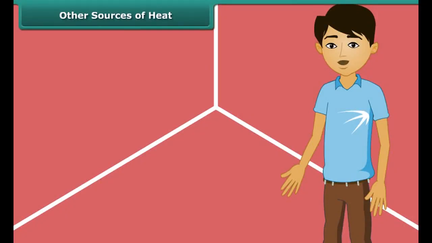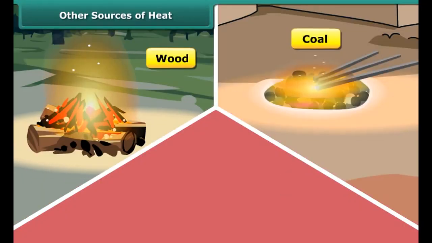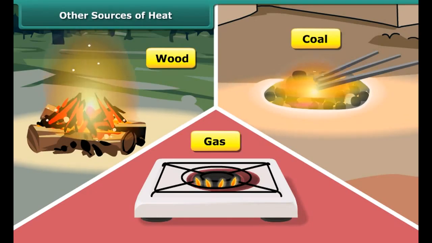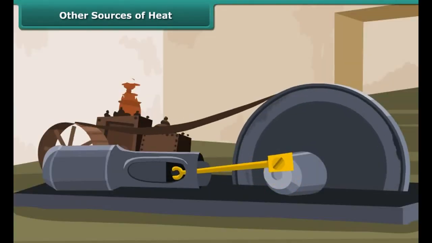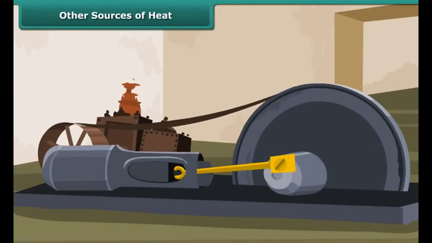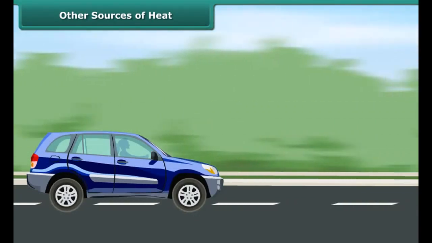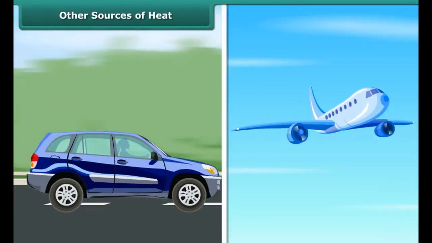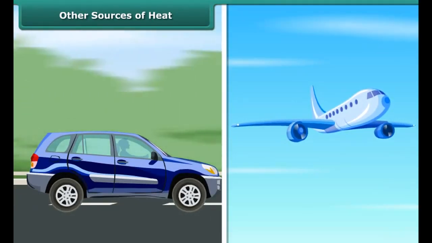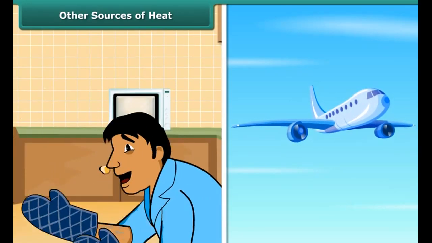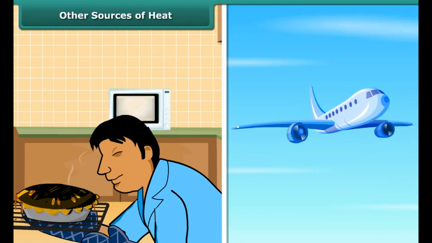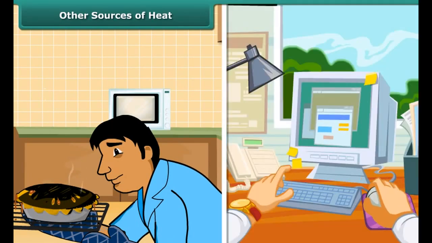Man can generate heat by burning wood, coal, and gas. Wood, coal, and gas are called fuels. Fuels burn in machine to make them work. A motor car runs by burning fuel. An aeroplane flies by burning fuel. Electricity also gives heat. Man uses electricity to cook the food and to work the machines.